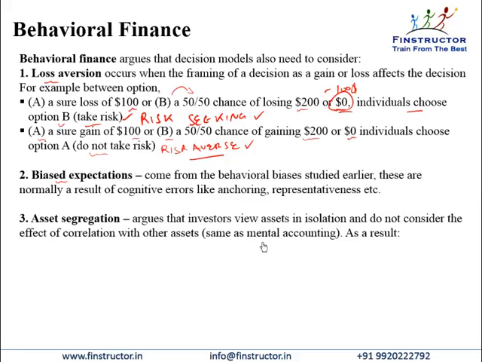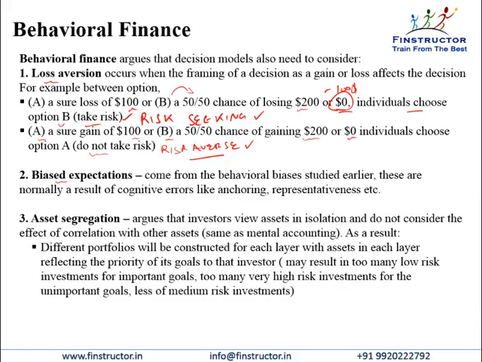They suffer from a bias called mental accounting. That is, they segregate their portfolio into different goals and each asset is individually purchased to meet a specific goal. Hence, different portfolios are constructed for each layer, with assets in each layer reflecting the priority of its goals to that investor. So what this can do is may result in too many low risk investments for important goals and too many very high risk investments for the unimportant goals, and we are left with less of medium risk investments.